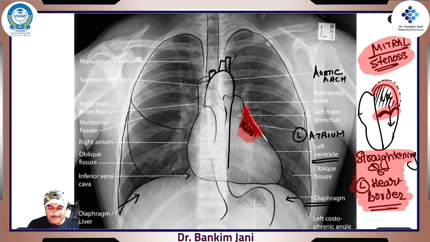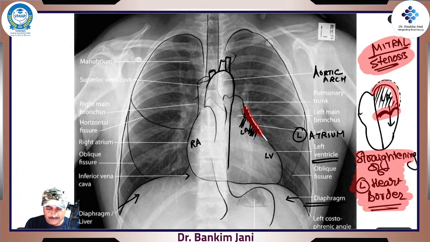On the right side, this is right atrium, right? This is right atrium, this is left ventricle, this is left atrium, right? Where is right ventricle? Right ventricle is in front. So that's why, watching from the front, we won't be able to appreciate the right ventricle, right?